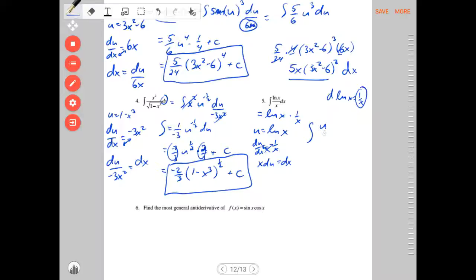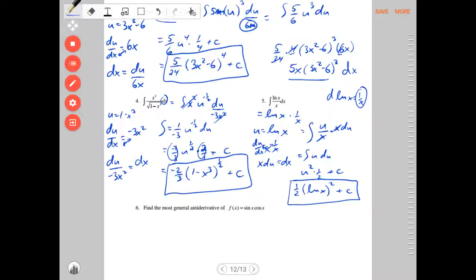Okay, so ln x was u over x, and then the dx is x du. Oh, look what happens. The x's cancel, and I get u du. Okay, so now we just take the integral. Raise the exponent by 1, multiply by the reciprocal, add a constant. Okay, so this is 1/2. Then the u comes back, so then (ln x) squared plus c. And there is our answer.